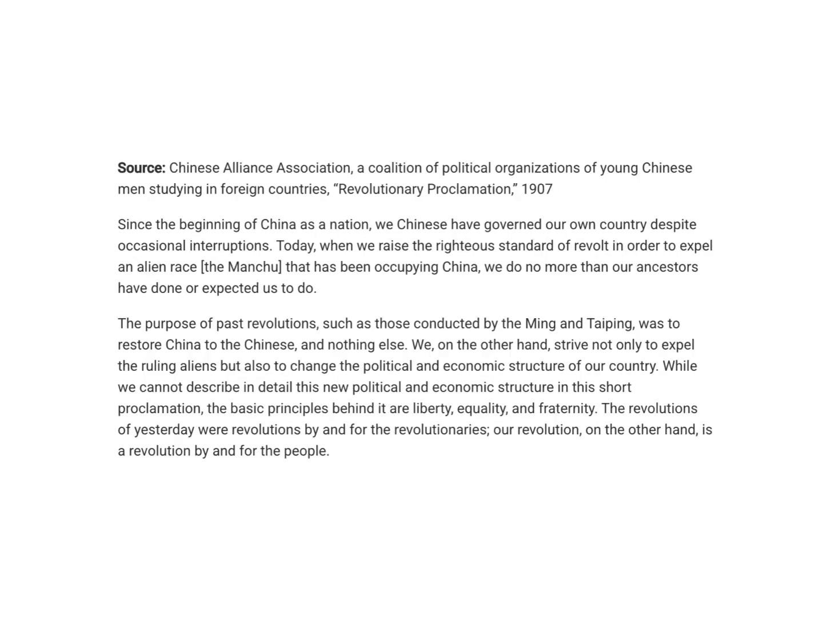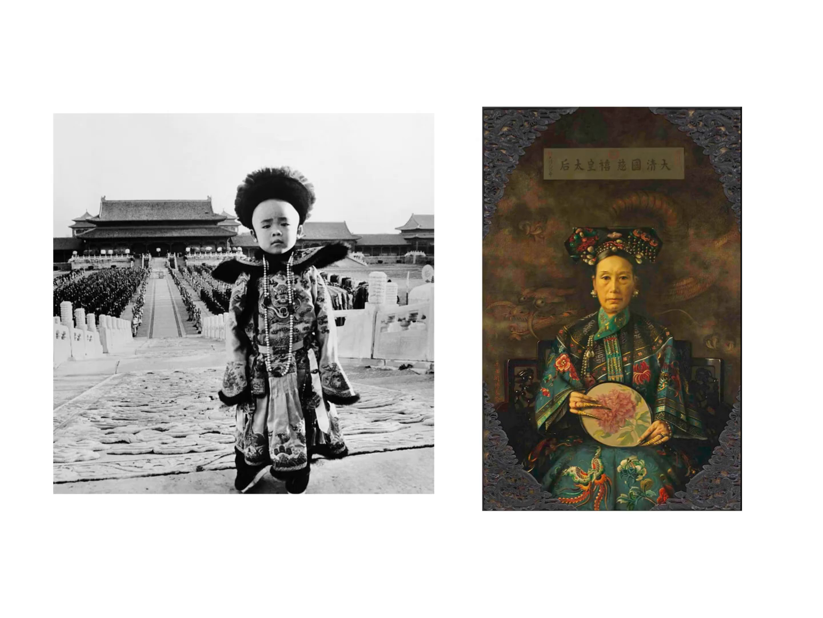Here, a Chinese source, a Revolutionary Proclamation of 1907, this group is going to blame the Manchu, an alien race. So make sure you pause, read this document, see what you can find in terms of internal versus external causes for collapse. So let's talk about it.